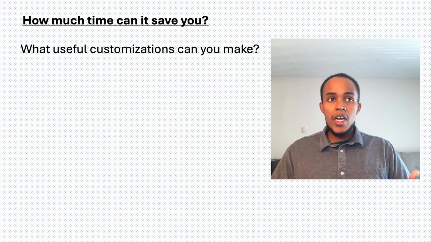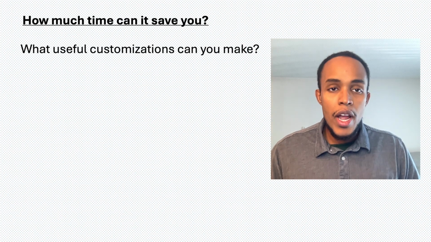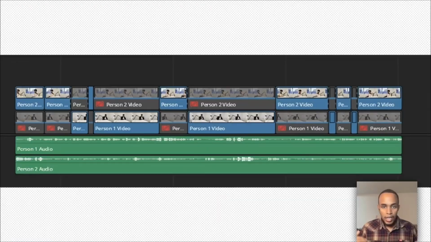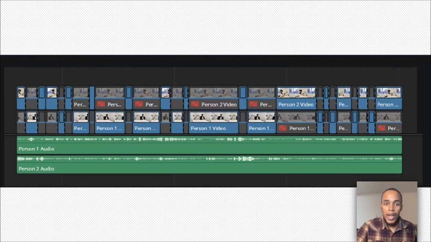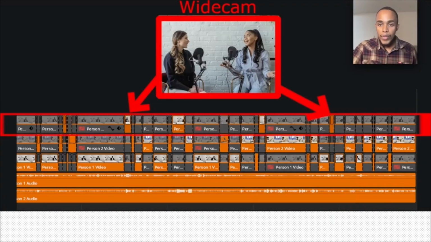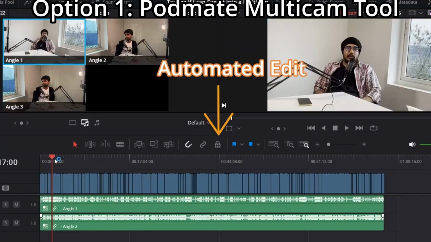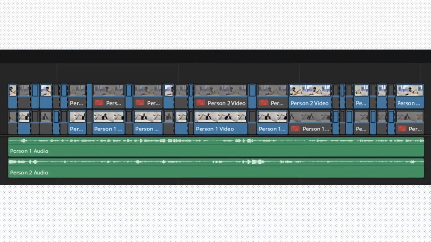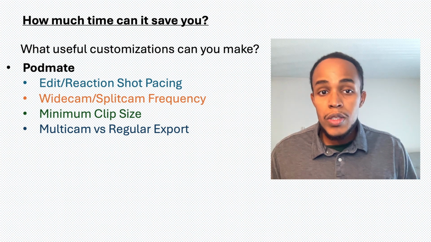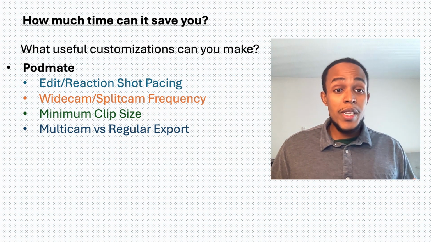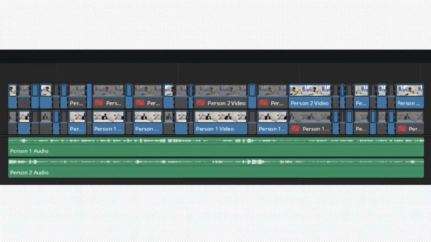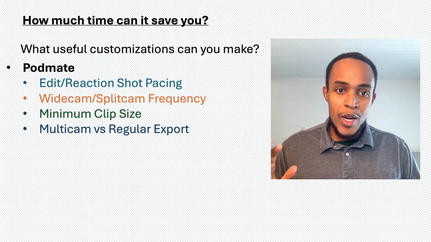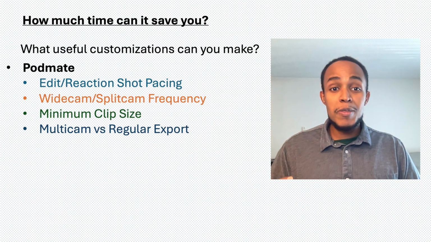Now, what useful customizations can you make? Because we need our AI tools to do what we need them to do. Podmate has the ability to give you reaction shot and edit pacing. You can also change the wide cam and split cam frequency. It gives you the ability to export into the multicam tool versus the regular tool. Minimum clip size is for getting rid of quick panning back and forth to a single person. If you want to get rid of that, turn these sliders up. If you don't, and you really want to maximize appeal to the TikTok Gen Z mind, which needs Temple Run footage on top of the podcast just to keep their attention, make sure that minimum clip size is as low as possible, please.